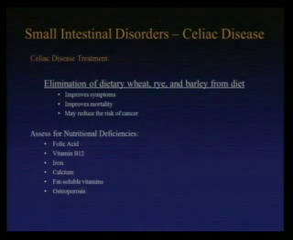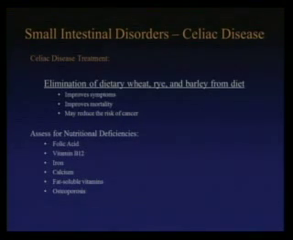What's the treatment? There is only one treatment, and I've had patients argue with me about this, because the only thing that can be done is that you have to eliminate dietary wheat, rye, or barley from their diet. This is the only thing that's been shown to improve symptoms, improve mortality, and possibly reduce the risk of cancer, because these patients are at an increased risk for the development of small bowel adenocarcinomas and lymphomas.